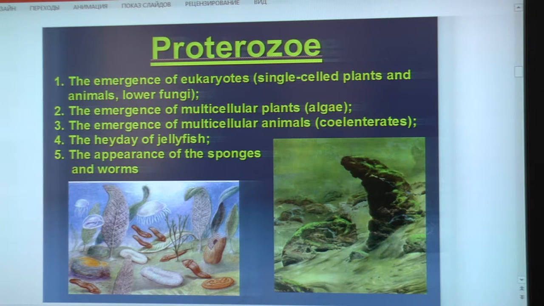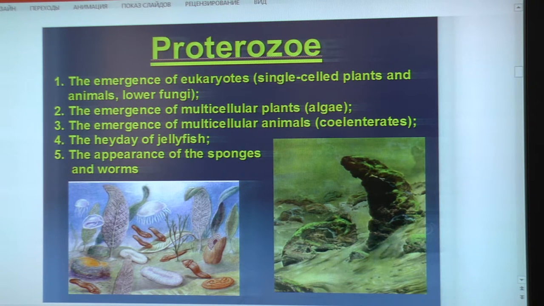In the Proterozoic era, we have the emergence of eukaryotes, like single-cell plants and animals, and lower fungi. The emergence of multicellular plants, like algae. The emergence of multicellular animals, like coelenterates. The heyday of jellyfish. The appearance of sponges and worms.